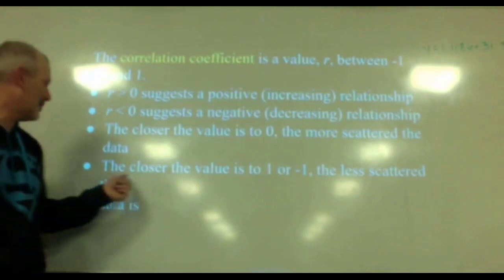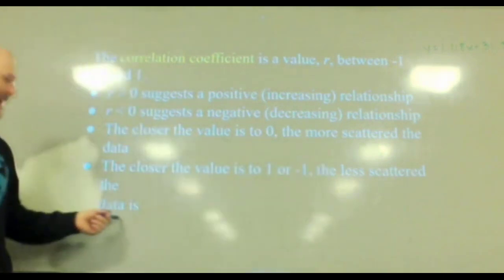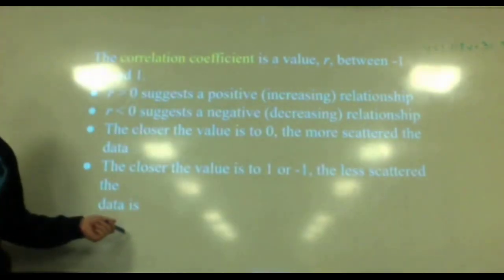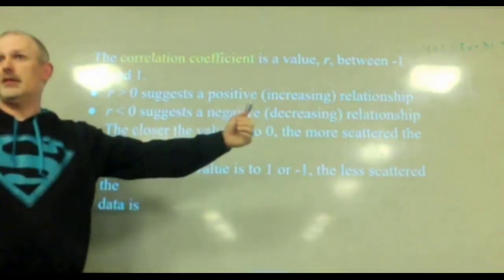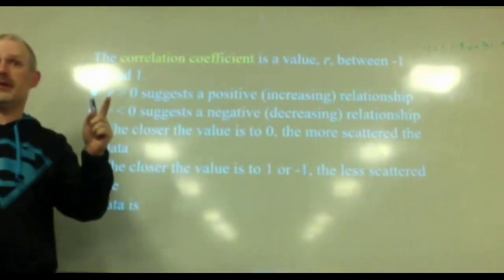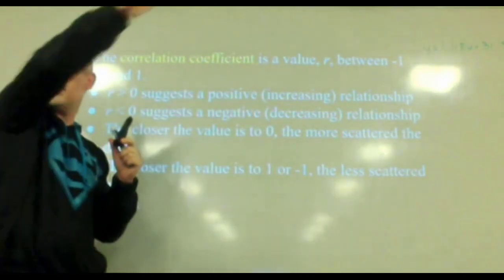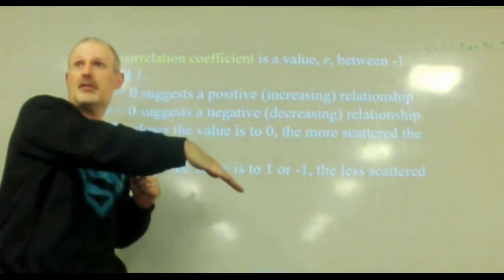There's 3 lines there. Okay, the closer the value is to 1 or -1, the less scattered the data is. In fact, if it is 1 or -1, that means the data is perfectly on a straight line. And they all fit exactly on the line if you have a 1 or a -1. A +1 just means it's perfectly a straight line going up. -1 means it's perfectly a straight line going down.